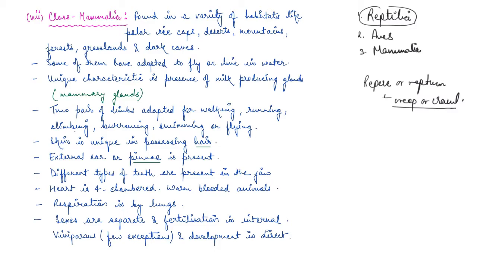Because it possesses hair, their skin has hair. Now here the external ear is present and it is known as pinnae. So pinnae basically is the external ear, and they have different types of teeth as well, which are present in the jaw. So their jaw is completely developed with different types of teeth.